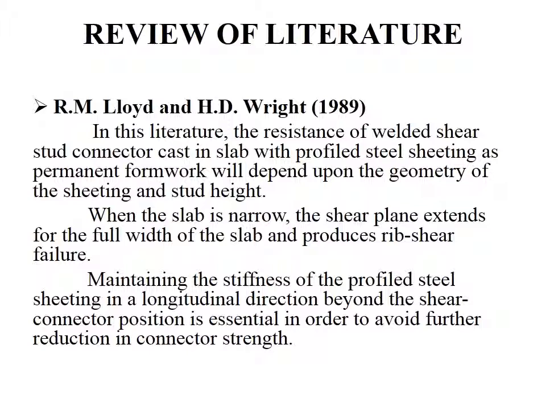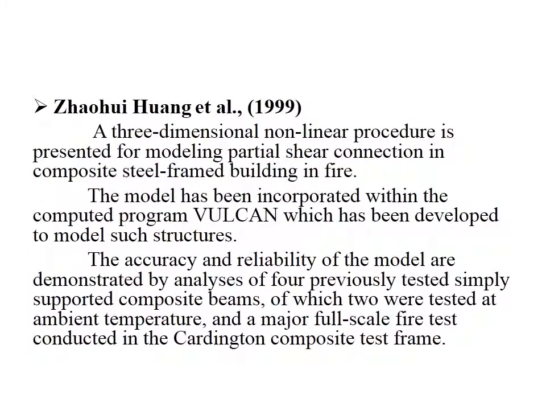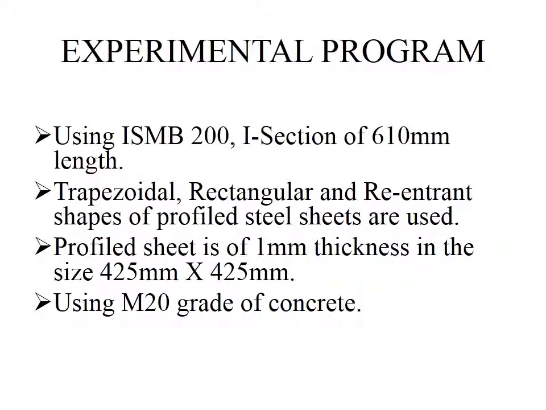When the slab is narrow, the shear plane extends for the full width of the slab and produces rib shear failure. Maintaining the stiffness of the profile steel sheeting in a longitudinal direction beyond the shear connector position is essential in order to avoid further loss in connection strength. The model has been incorporated within the computer program Vulcan, which has been developed to model such behavior.